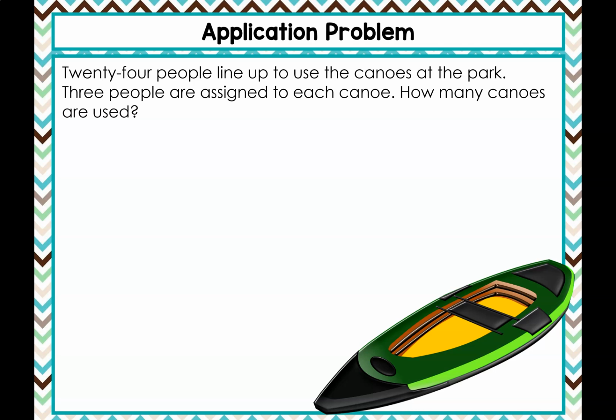Okay, we're going to go ahead and move on to our application problem today. Our application problem says, 24 people line up to use the canoes at the park. 3 people are assigned to each canoe. How many canoes are used? Okay, so let's break that problem down.